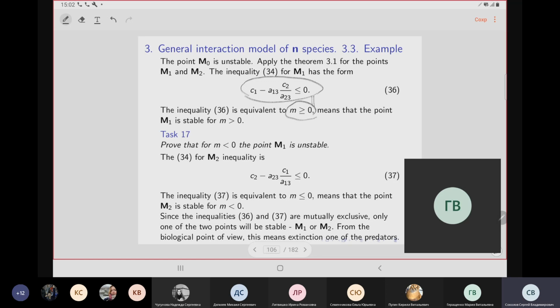We do not consider M equal to 0. One can prove that if M is less than 0, then M1 is unstable. Next, the inequality for the point M2 finally gives us the opposite result. So M2 is stable for negative M, and M1 is stable for positive M. We see that both of these inequalities are mutually exclusive. That means that only one of the two points can be stable, M1 or M2. And finally, it means that one of our predators will go extinct.